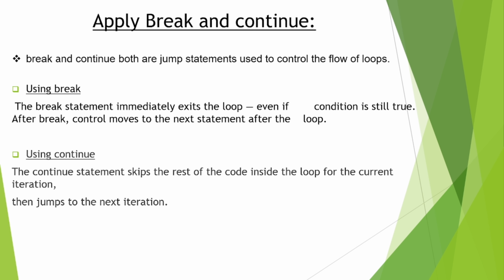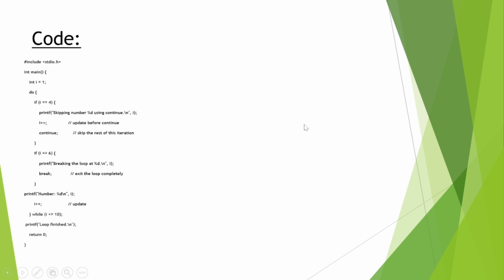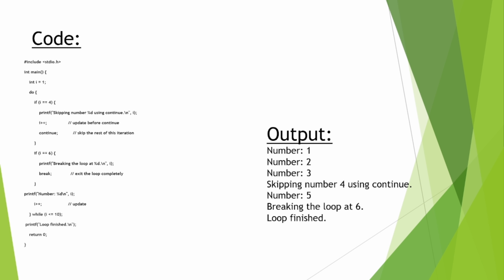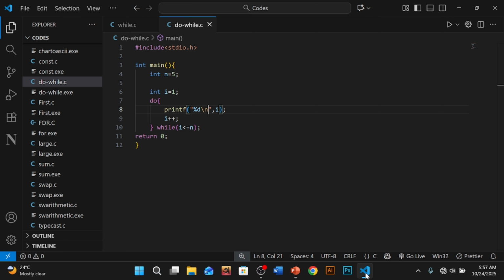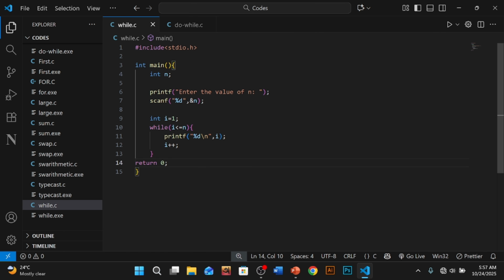Using continue, the continue statement skips the rest of the code inside the loop for the current iteration. That means it will skip the current value. Here is the code of a do while loop using break and continue statements. We have already implemented our codes in Visual Studio Code. Let us apply break and continue conditions here.